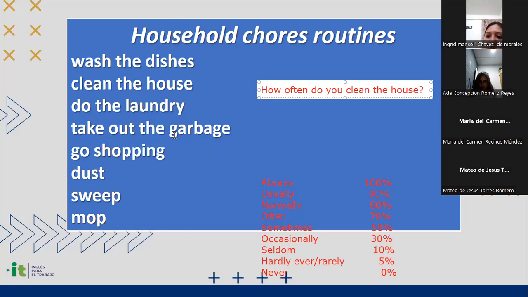Wilmer? I hardly ever. Wilmer, 10-4. Bueno, el que no me conteste, lo siento, porque creo que lo sacó el internet. Está malo el internet ahora. Sorry. Okay. William Antonio.